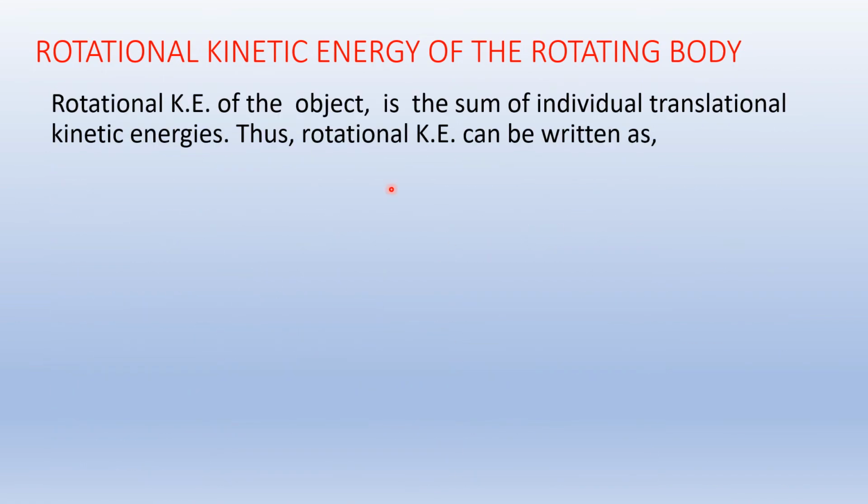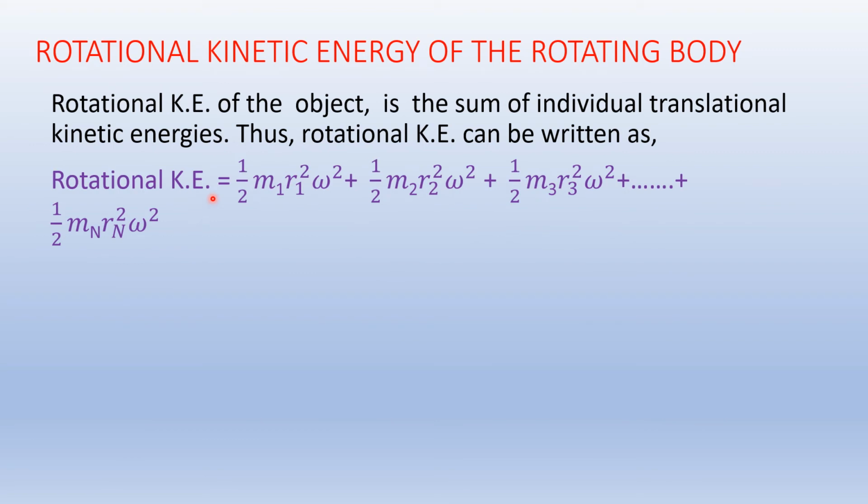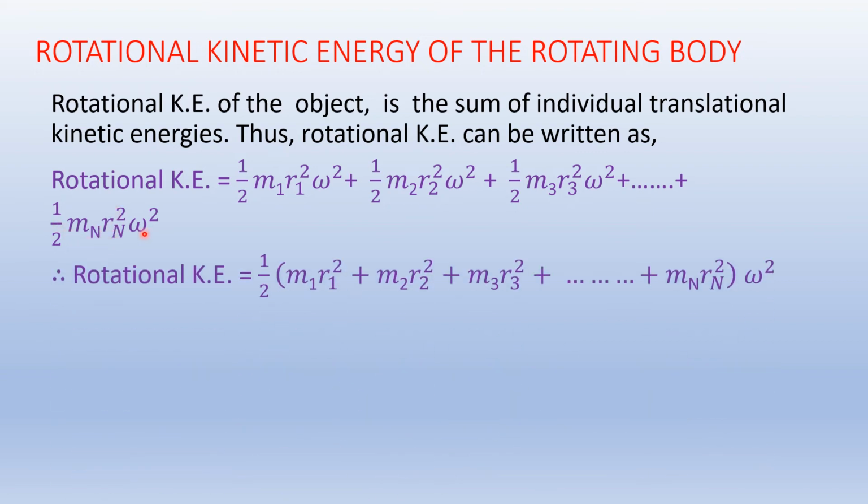We know that the rotational kinetic energy of a rigid body is the sum of individual translational kinetic energies. So if we add all the individual translational kinetic energies of all the masses of the rigid body, we get the rotational kinetic energy equal to half m1 r1 square omega square plus half m2 r2 square omega square plus half m3 r3 square omega square plus and so on plus half mn rn square omega square. Take the common term half omega square out of the bracket. We can write the rotational kinetic energy as half into the bracket m1 r1 square plus m2 r2 square plus m3 r3 square plus and so on plus mn rn square, close the bracket, into omega square.